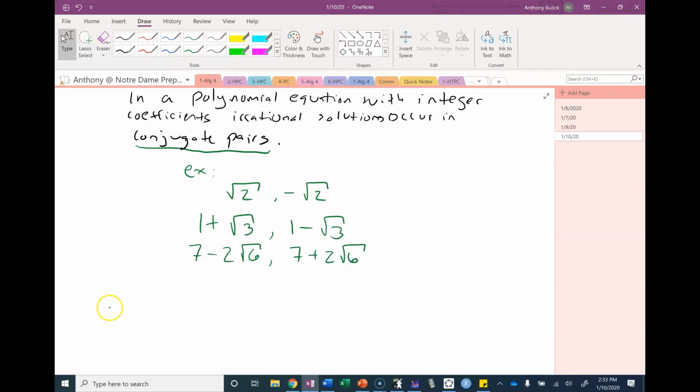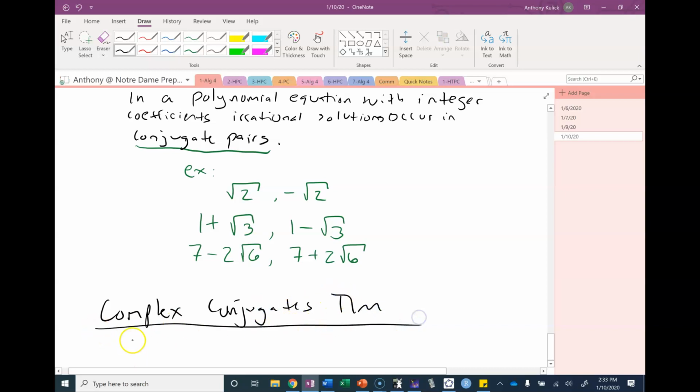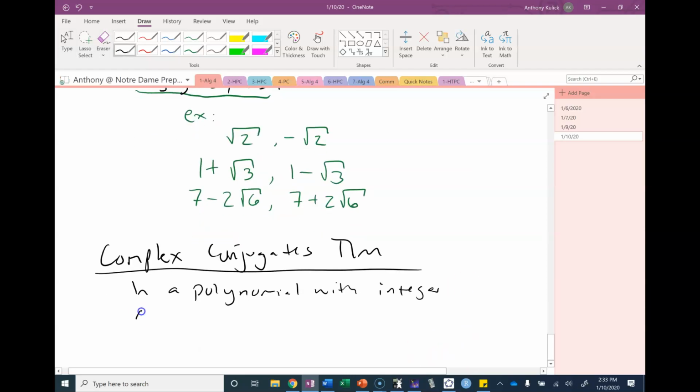And our last one is the complex conjugates theorem. So in a polynomial with integer coefficients, imaginary solutions occur in conjugate pairs.